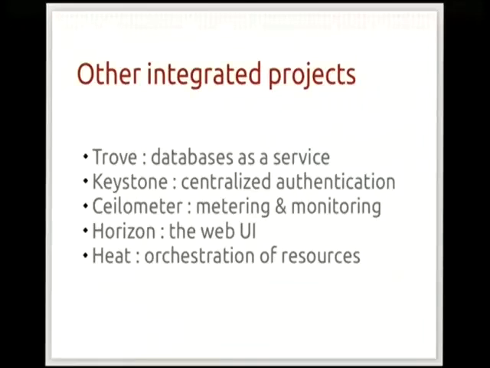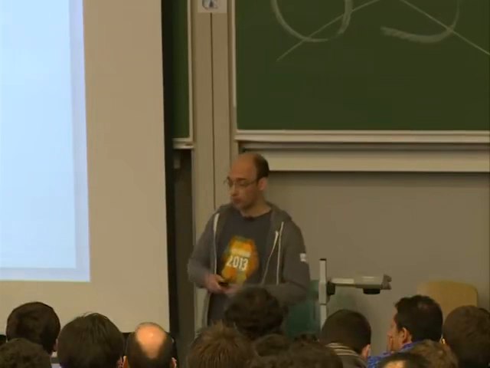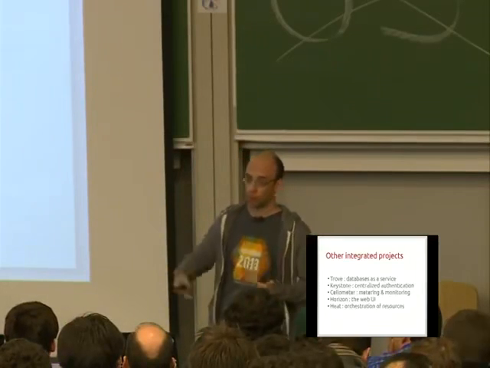Then you have Trove, which gives you databases as a service, so you can provision databases that will be backed up and scaled, and you have an API to create tables, users, etc.